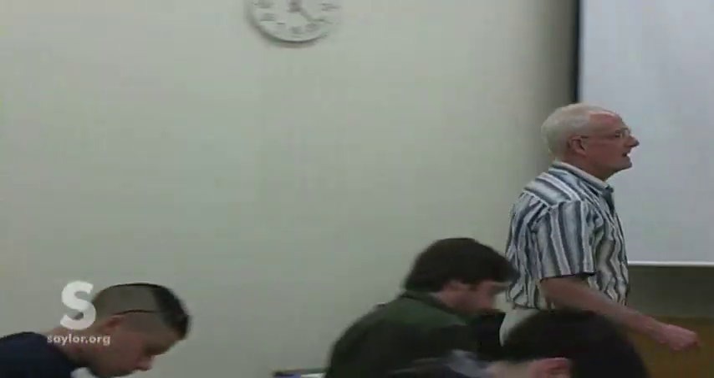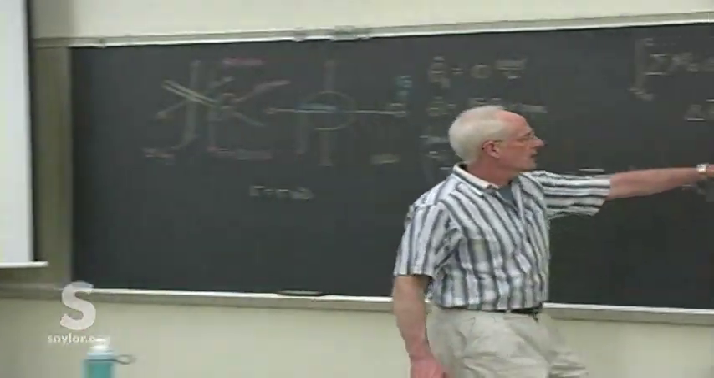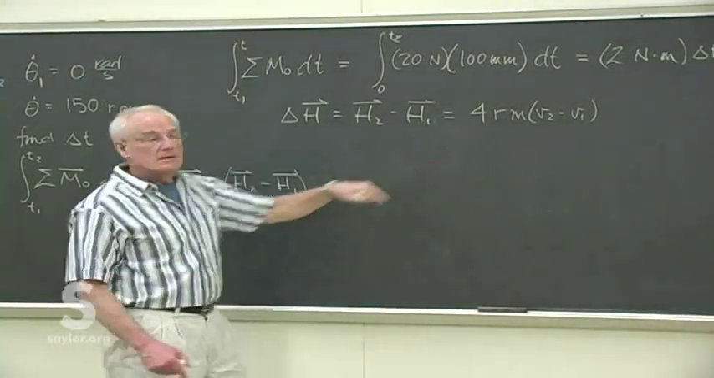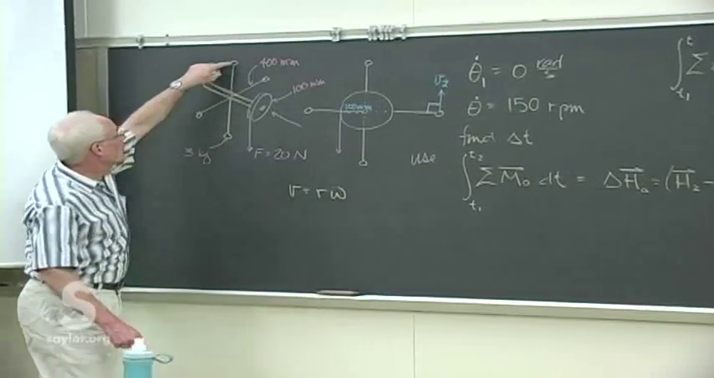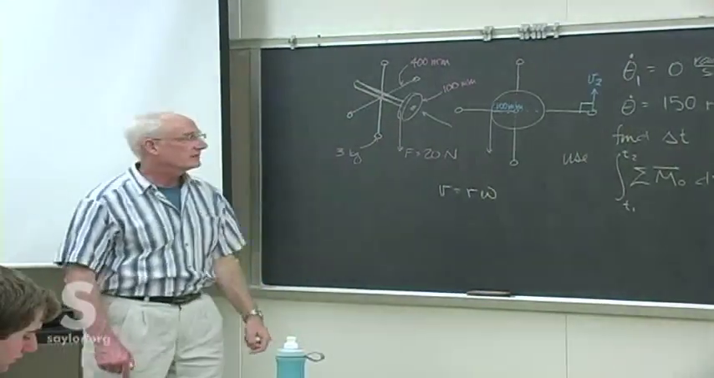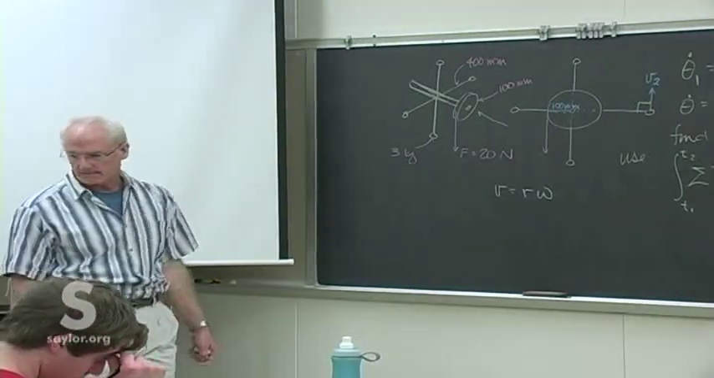Travis, okay? Where are you stuck? Okay. Travis's question was, where did the four come from? Four of the four kilogram masses. Four of these 3 kilogram masses. Each one of them contributes to the angular momentum.